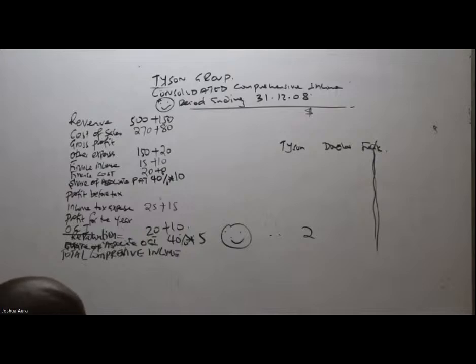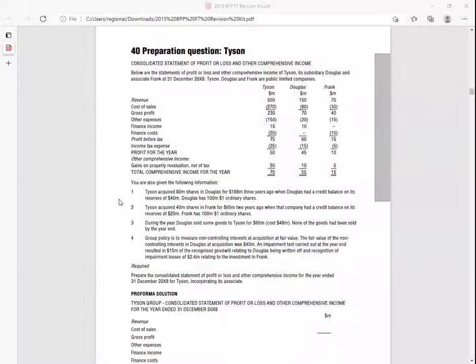Great. So now we continue. So here we are. So we start with the first one. Note number 1 will not affect our income statement at all. We go to note number 3. During the year, Douglas sold some goods to Tyson, an upward sale. Douglas is a subsidiary. Tyson is the parent. None of these goods had been sold by the end of the year.